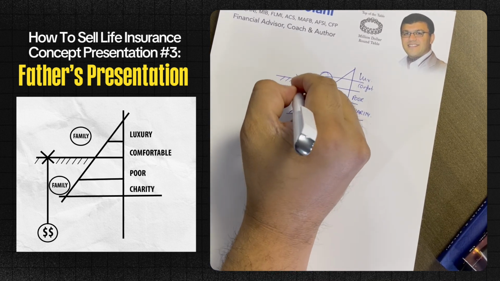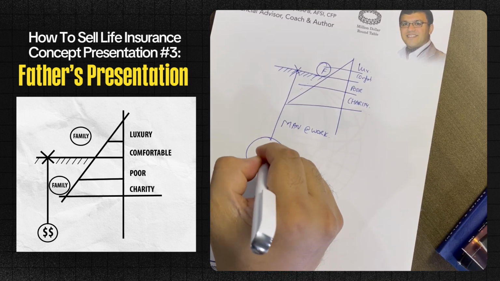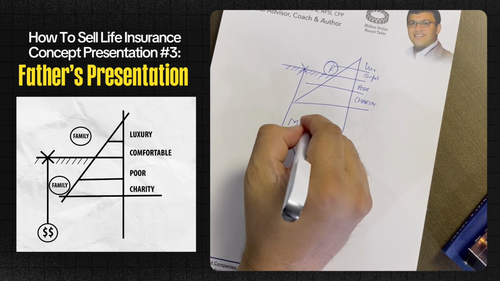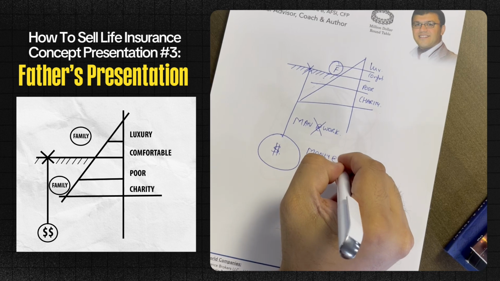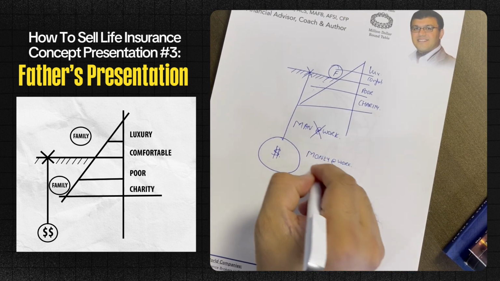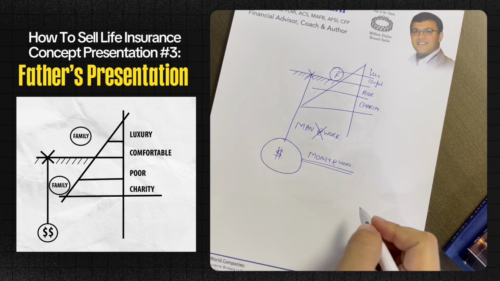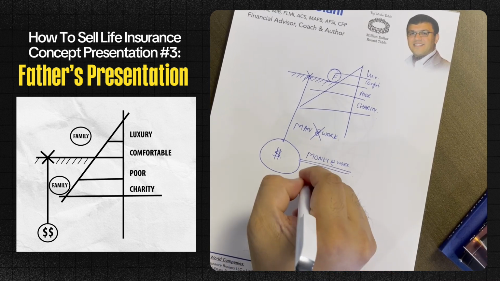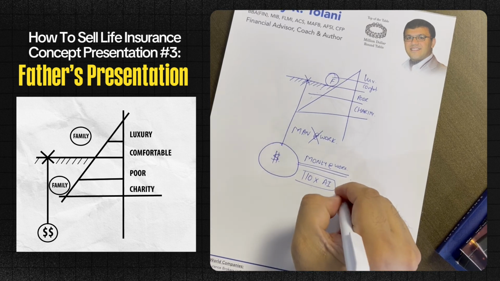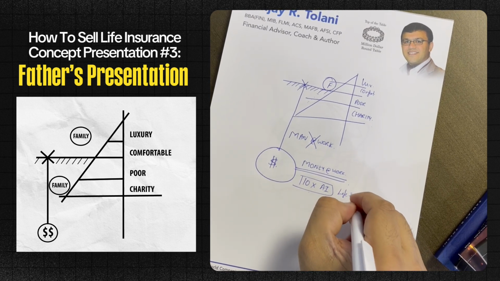So we immediately need to put a pump of money, because when there's no one working, we need money at work. And there's a simple formula to know how much money you need. It's 10 times of your annual income. And that's how much life insurance you need.